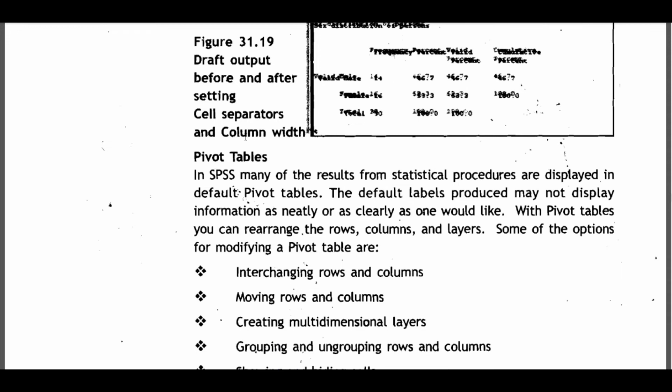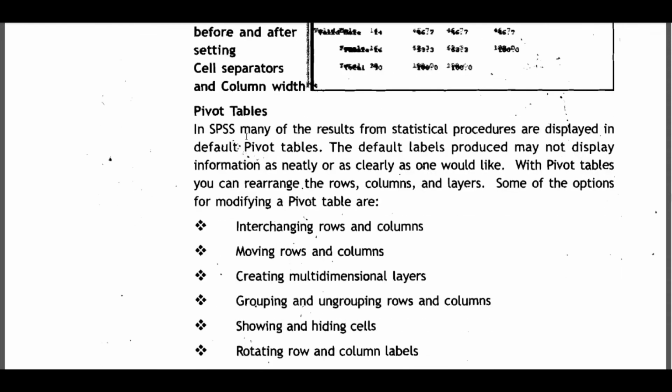So we will go to the pivot tables. In SPSS, many of the results from the statistical procedures are displayed in default pivot tables. The default tables produced may not display information as neatly or as clearly as one would like. With the pivot table, you can rearrange the rows, columns and layers.